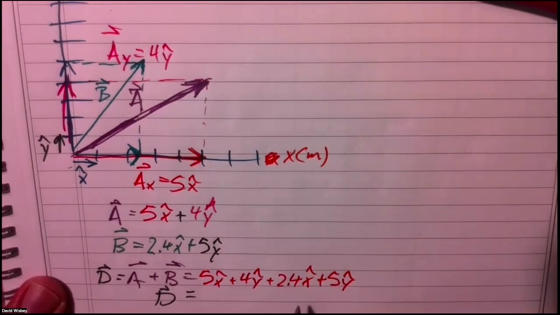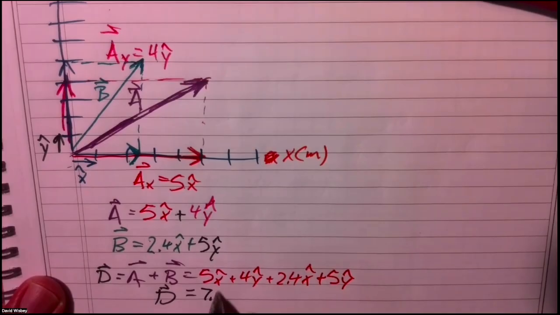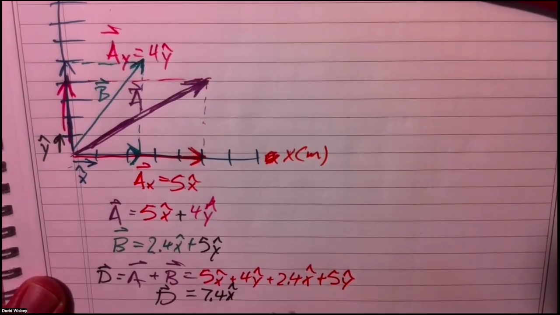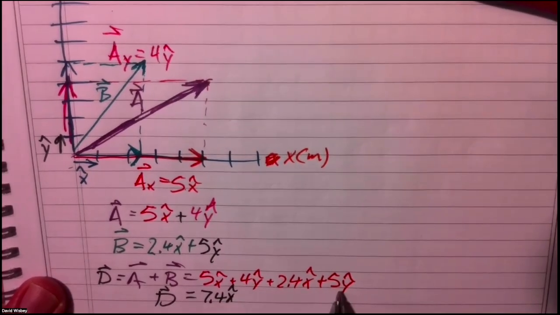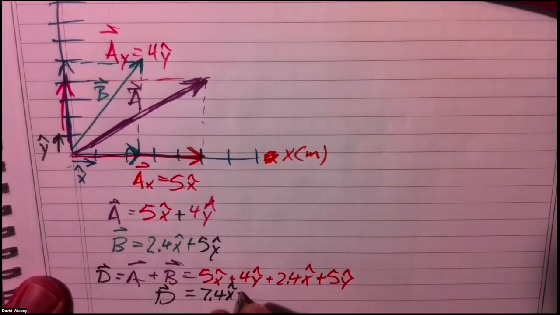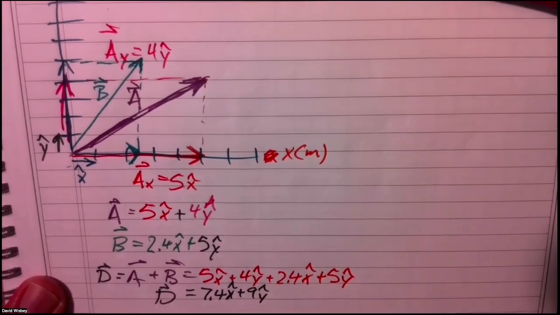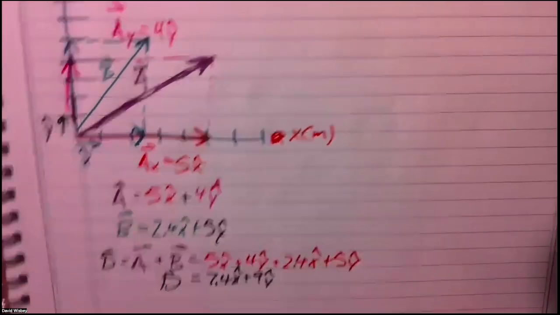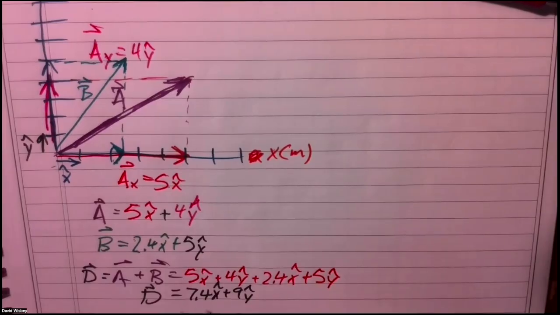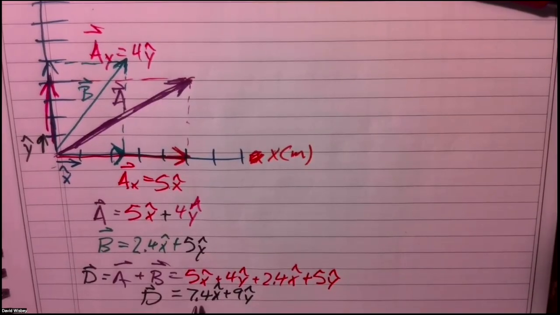So my x component of D is going to be 7.4 x hat, and then I add the y components together. That's going to be plus 9 y hat. So I got my new vector, A plus B, and I'm going to draw it now.